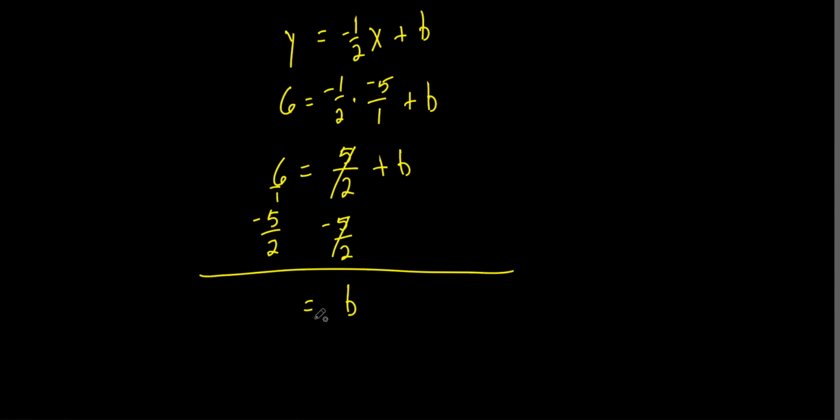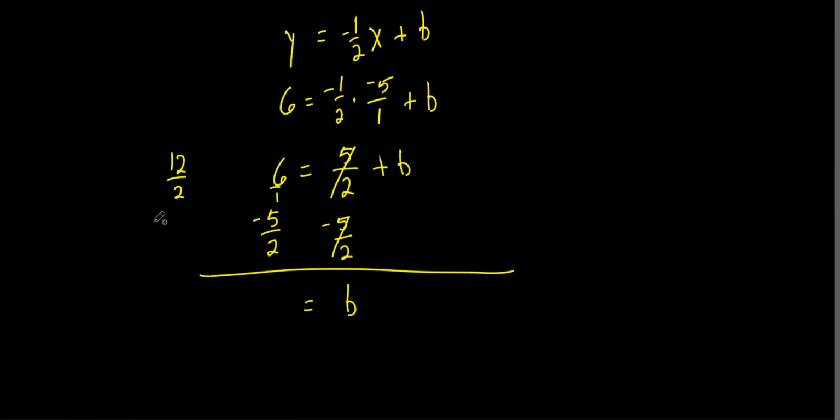Well, that's 6 over 1, isn't it? I need to find a common denominator when I add and subtract. So what's my common denominator? I've got a 1 and a 2. It'd be 2. So if I multiply this by 2, I have to multiply that by 2. So what does that give me? 12 over 2. Good.